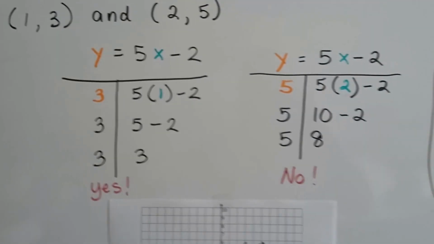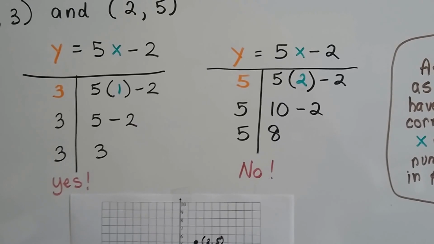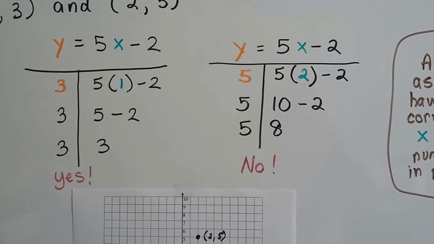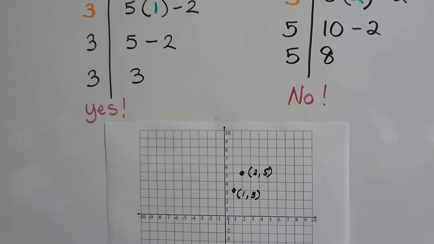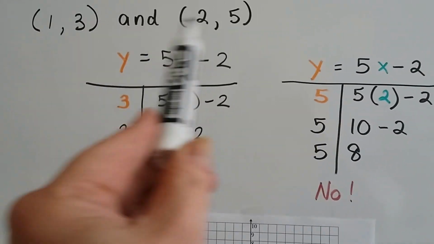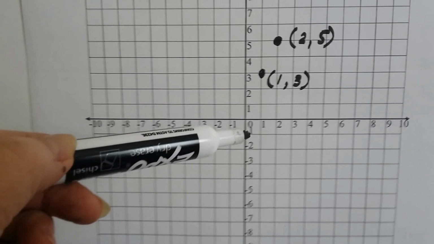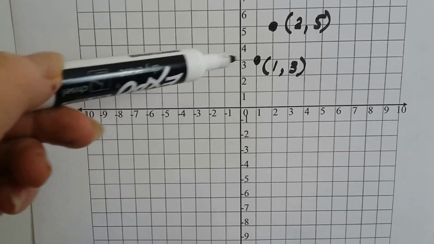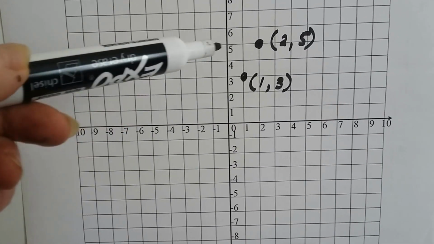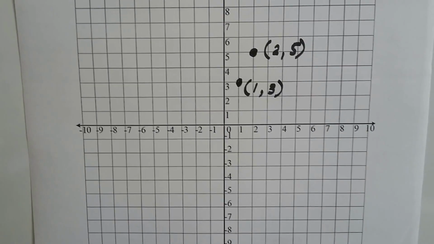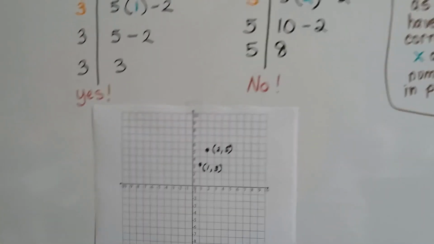Let's try it for the 2 and the 5 ordered pair. So 5 equals 5 times 2, which is 10 minus 2. No, that's 5 equals 8. No, that doesn't work. Now, we could still plot these points, 1 and 3 and 2 and 5. The 1, 3, here's 1 for x and 3 for y, so it's right there. And the 2 for x and the 5 for y is plotted right there. See? But if it wasn't a solution to the equation, we probably wouldn't graph it, right?